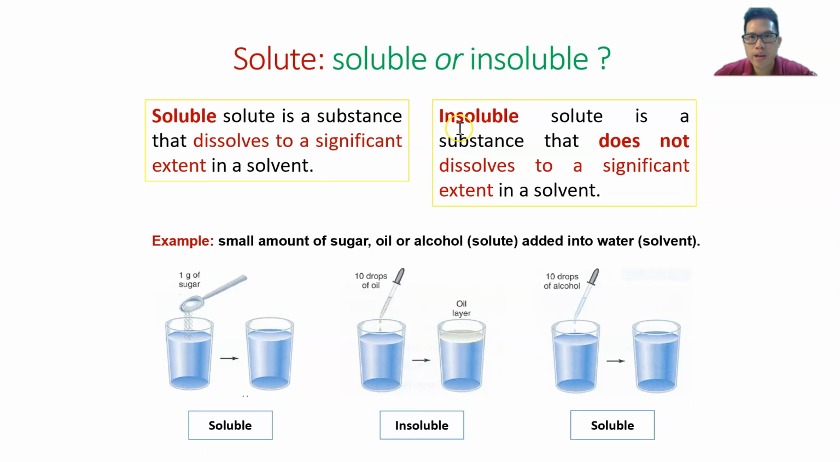An insoluble solute is a substance that does not dissolve to a significant extent in a solvent. Sugar, for example, can be dissolved quite well in water. If you add 1 gram of sugar into water, after stirring it, it completely dissolves in the water. So this is what we call sugar being soluble in water.